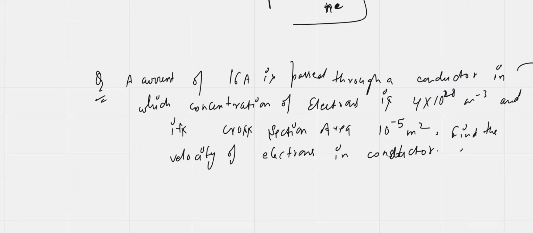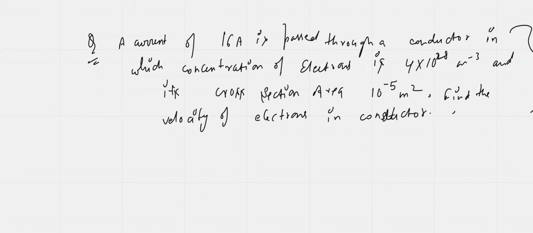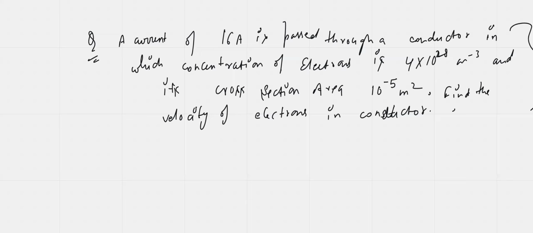Sir, is it 4 into 10 to the power 23? Kirtana, how much are you getting? 4 into 10 to the power 23, sir. 4 into 10 to the power 22. No, Kirtana, that's not the answer. Think simply. Find the velocity of electrons in the conductor.